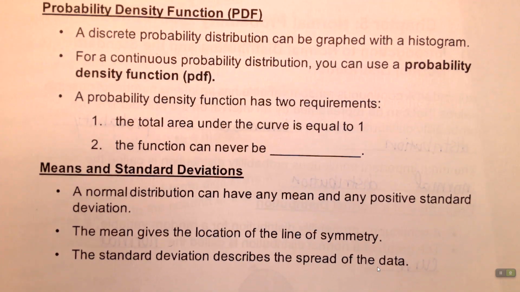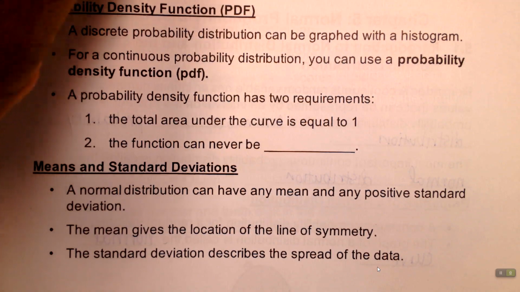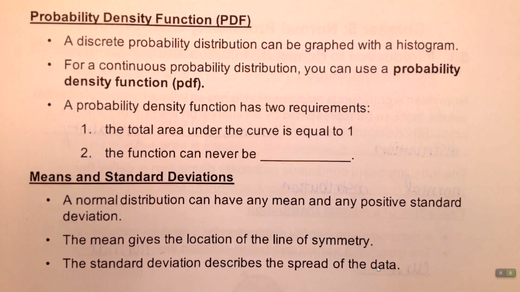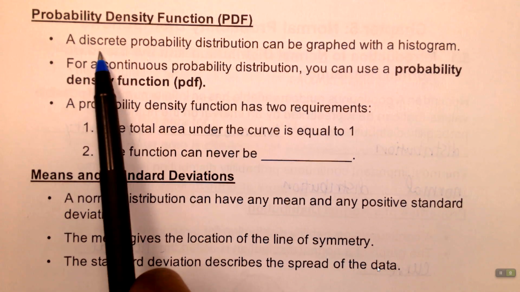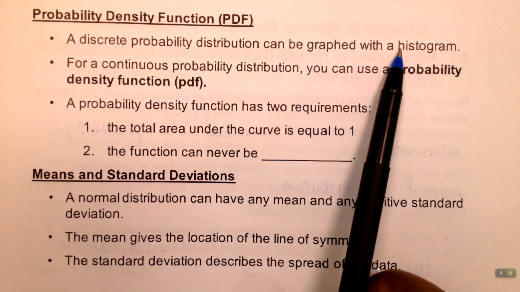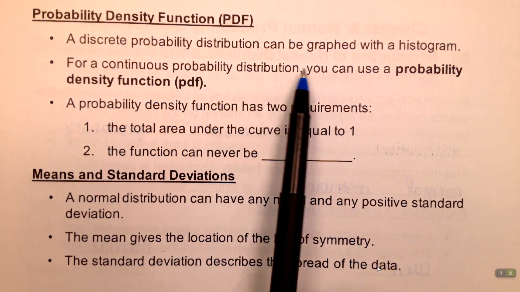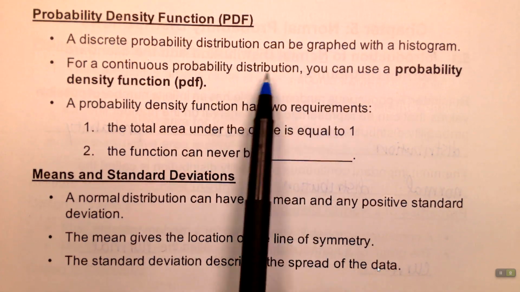Probability density function, or PDF. A discrete probability distribution can be graphed with a histogram. So for the last chapter, in chapter 4, we graphed using the bars. For continuous probability distribution, what we're doing now, you can use a probability density function. So that means we're going to be curving.